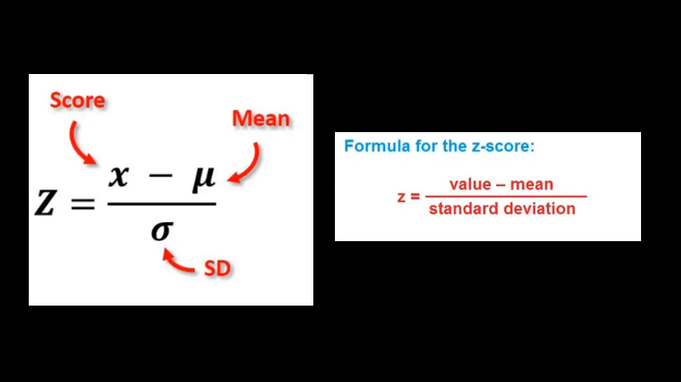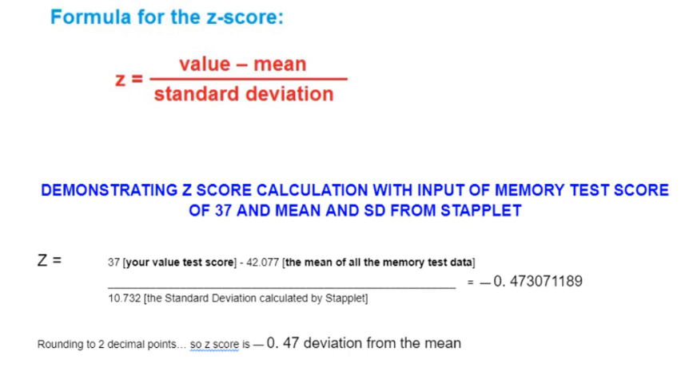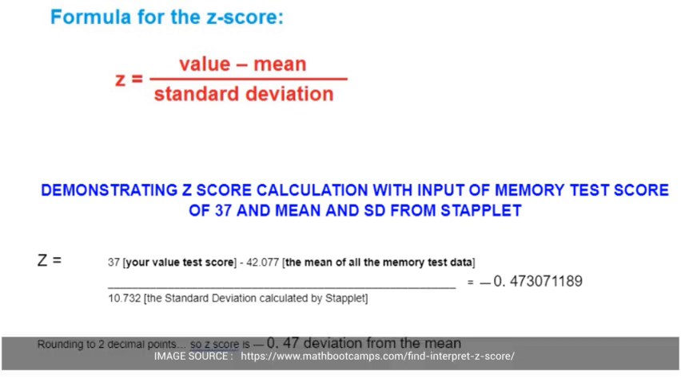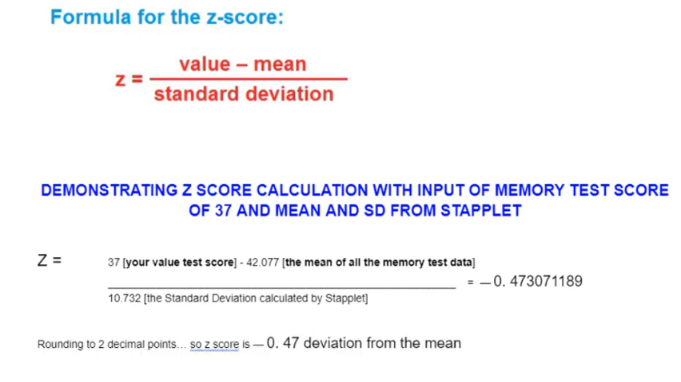Let's use a sample test score from the memory data to demonstrate a Z-score. Suppose you received a score of 37 on the memory test. Where does that place you compared to the average? Just how different or deviant are you from the average or mean? Here, we plug the 37 individual memory test score into the formula using the mean and standard deviation that was determined by the Statplet. Let's plug into the formula.